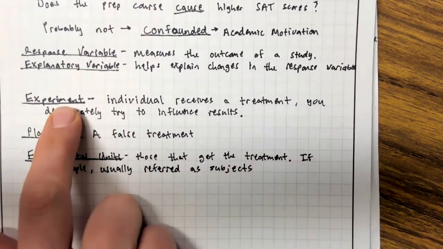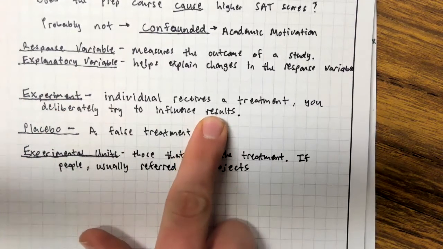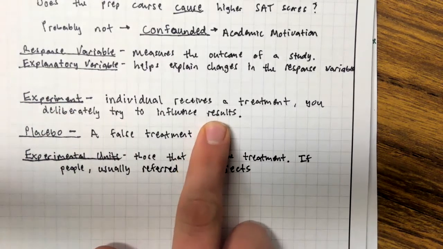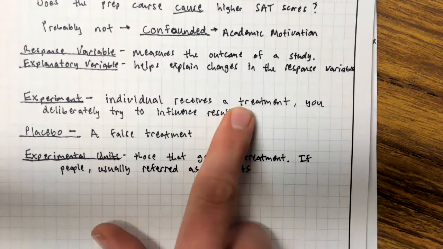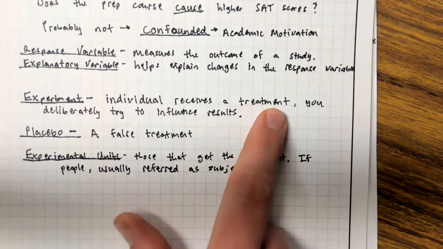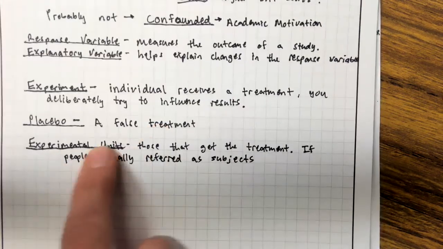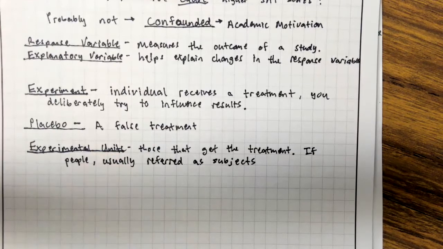An experiment is when you do try to influence results, and you try to influence results by applying a treatment. If the treatment is fake or doesn't have any active ingredients, it's known as a false treatment. And then experimental units are those that actually get the treatments. Lab rats, or subjects for people, or whatever.